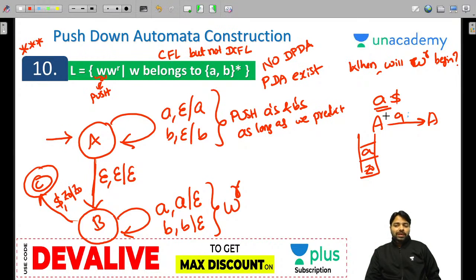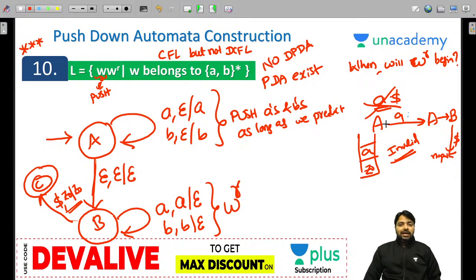So I will go to B, let's say. Without looking, I can go to B. But at B, if dollar is there, then A comma, dollar comma A, there is no transition here. Dollar comma A, no transition. So no path means dead state. It is invalid string. No path means invalid string. Invalid string, guys.